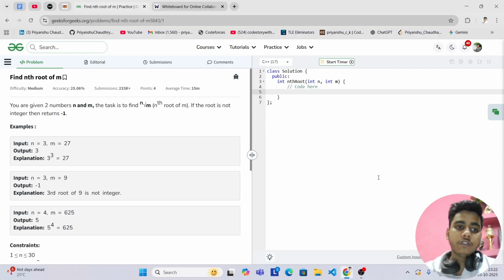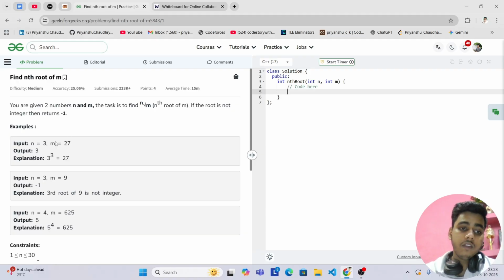So today I will be solving the problem find nth root of m. The problem statement says that we are given just two numbers n and m and our task is to find nth root of m, and if the root is not integer then return -1. So we can see in the input we are given n and m and we have to find nth root of m. For example, n is 3 and m is 27.